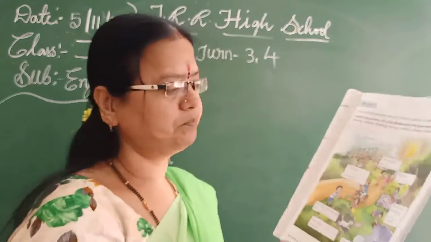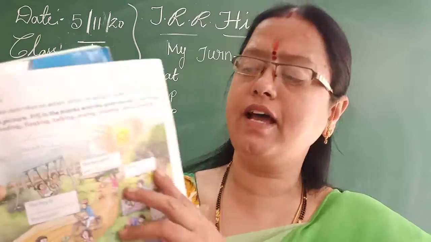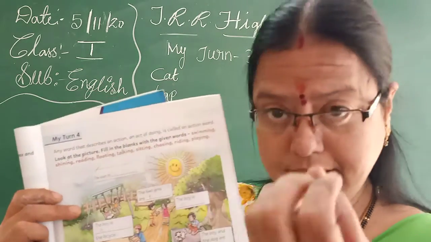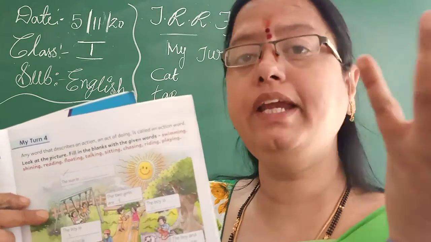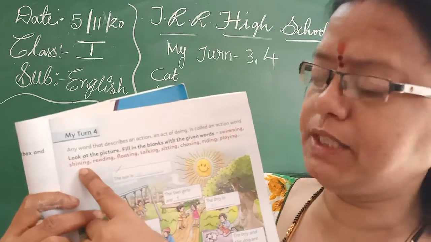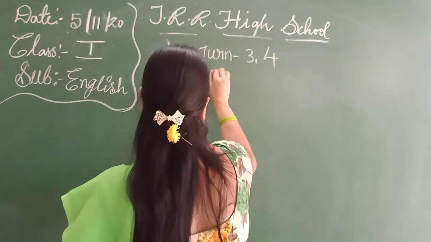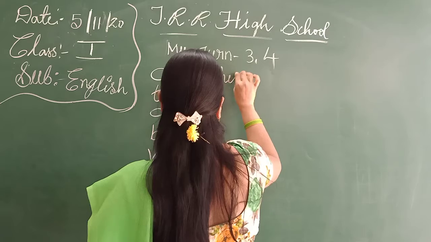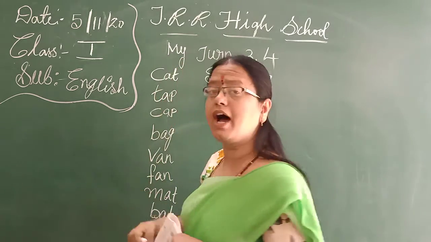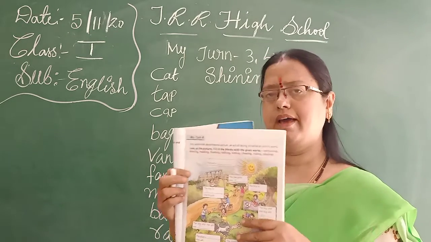Okay? See, first one. What is this picture? Yes, this is a sun. So what is happening here? The sun is shining. In the options, there is the shining spelling. Write down here the shining spelling. S-H-I-N-I-N-G, shining. The sun is shining in the morning, no?